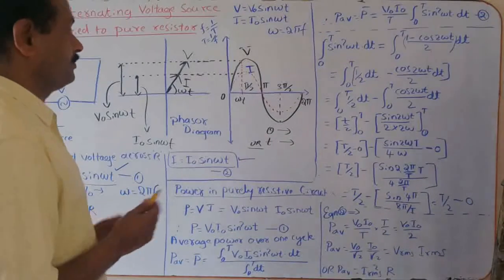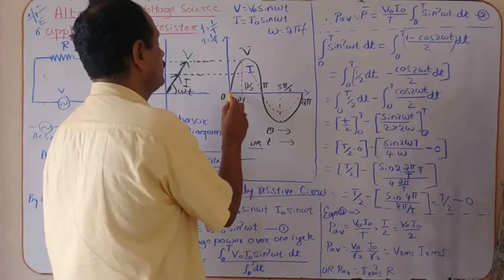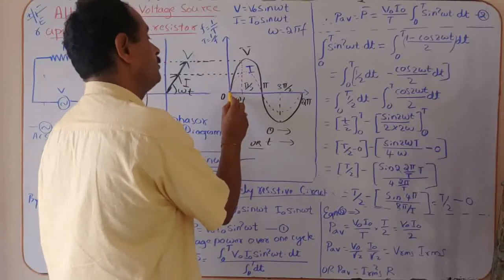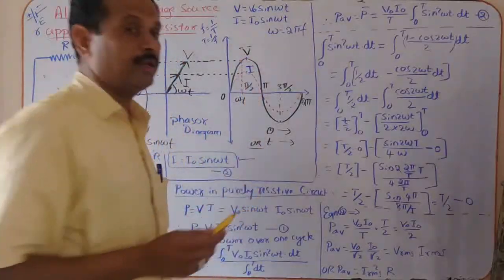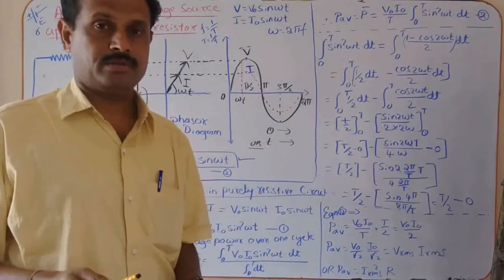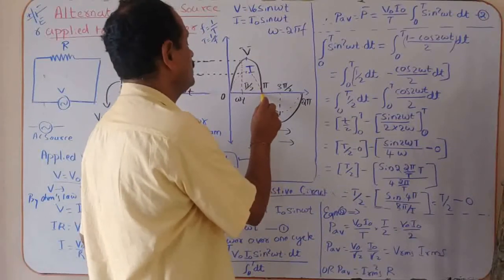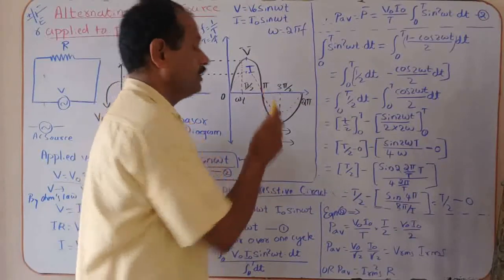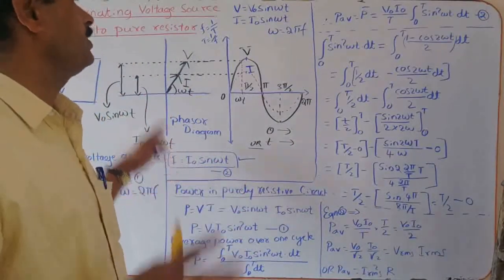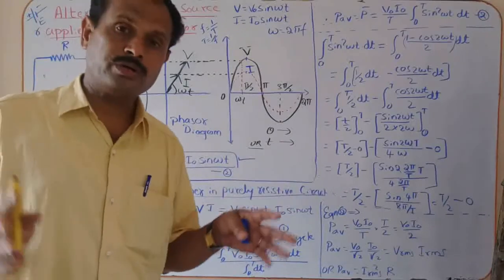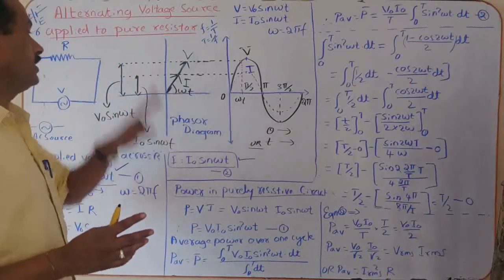What is the meaning of the phase difference is 0? It means both the current and voltage attain the maximum value at the same time. Both voltage and current reach the zero value, the minimum value, at the same time. It means there is no phase difference between voltage and the current. It means voltage and current both are in phase in the pure resistive AC circuit.